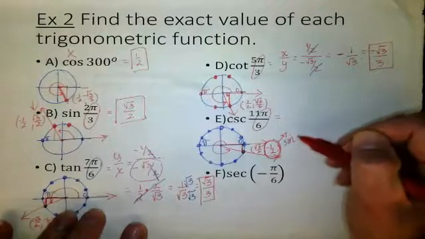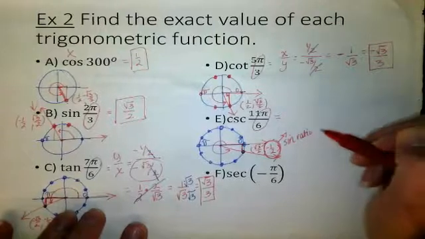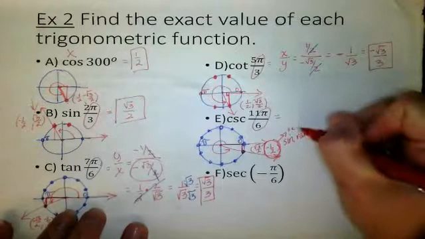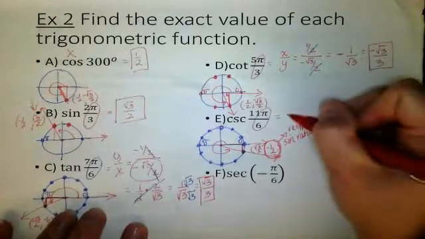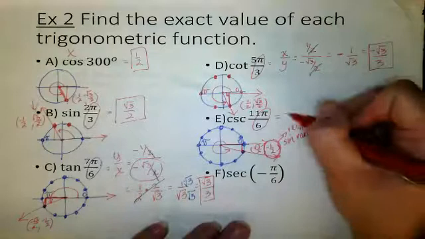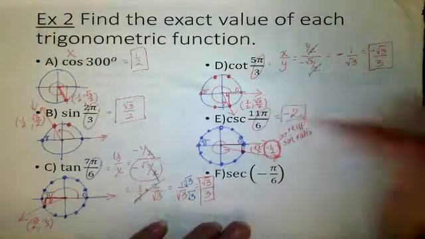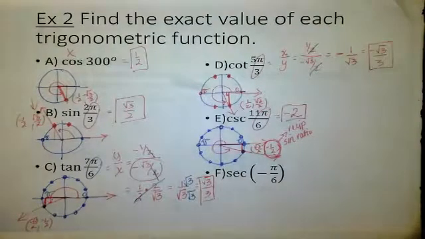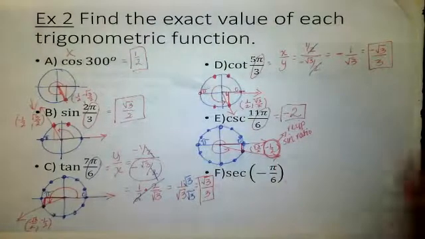What do we need to do to the sine ratio? Reciprocal. Can just flip the fraction? Yeah. So that's going to be negative 2. There you go. So we're taking the sine ratio, the y coordinate, and just literally flipping the fraction.